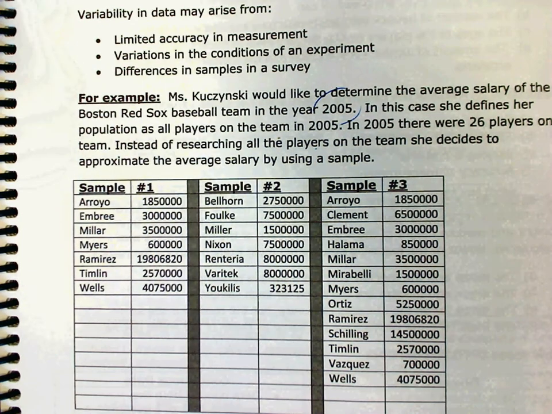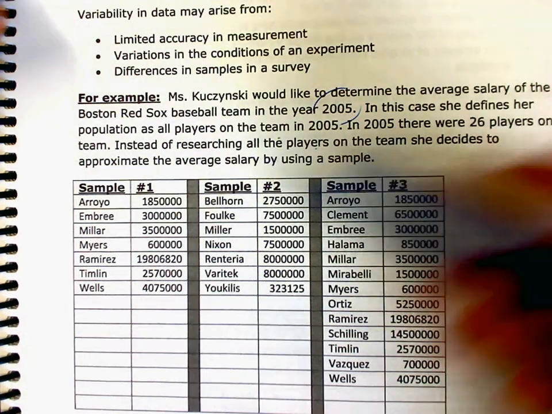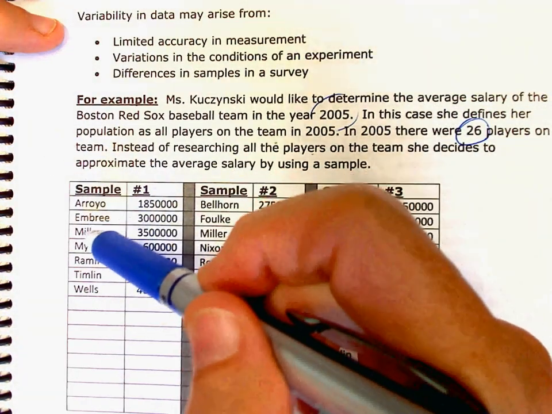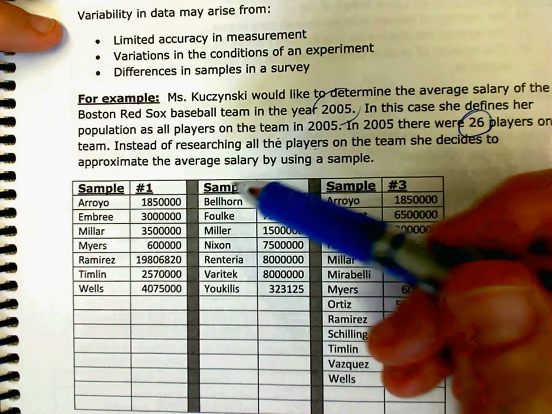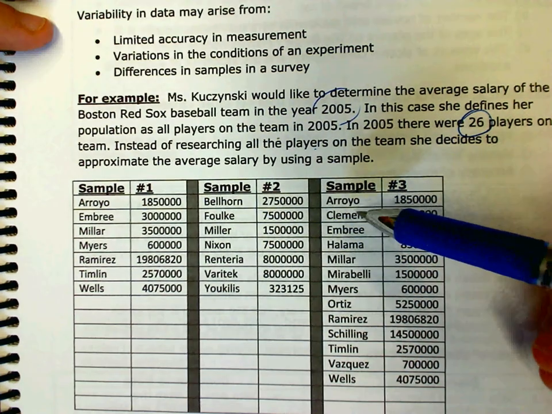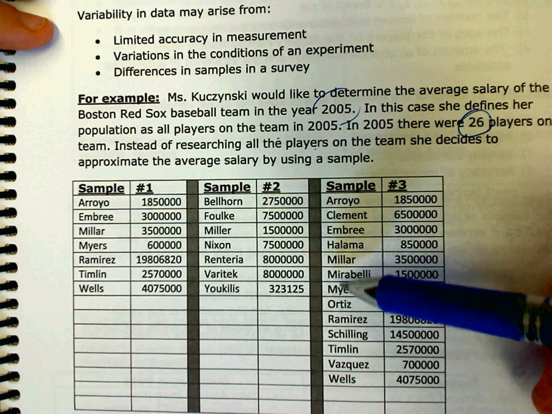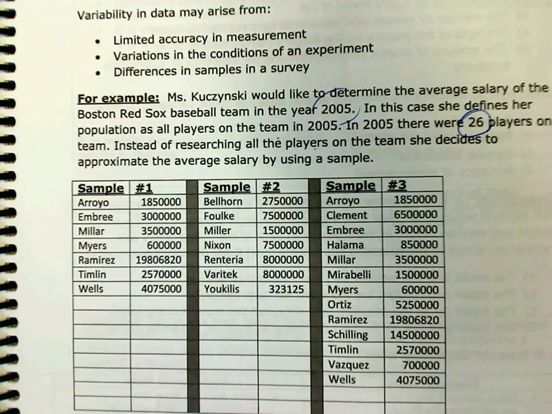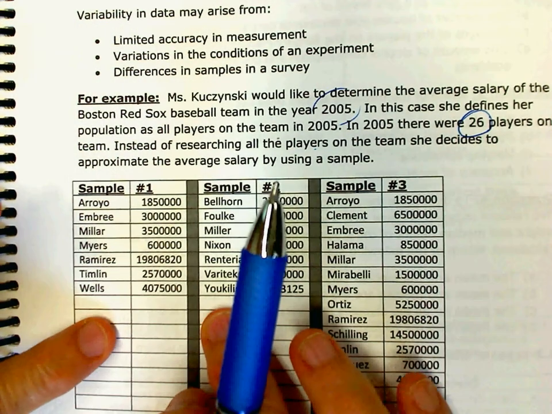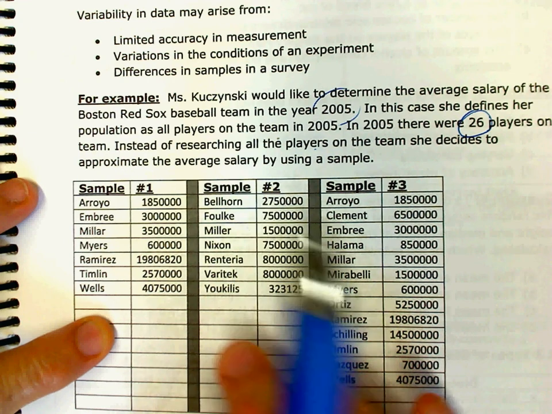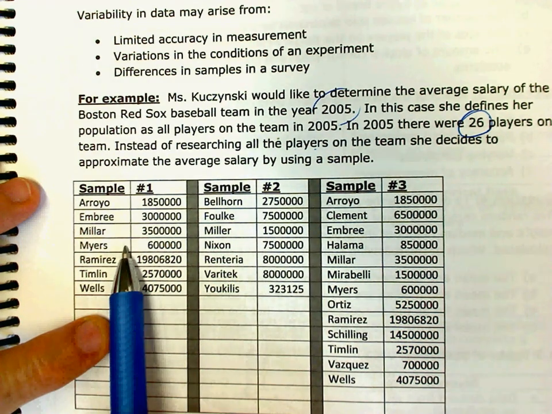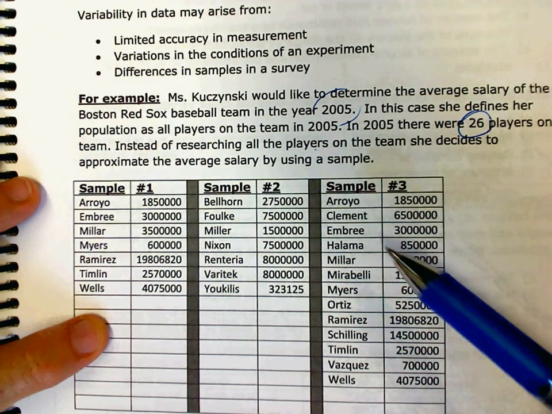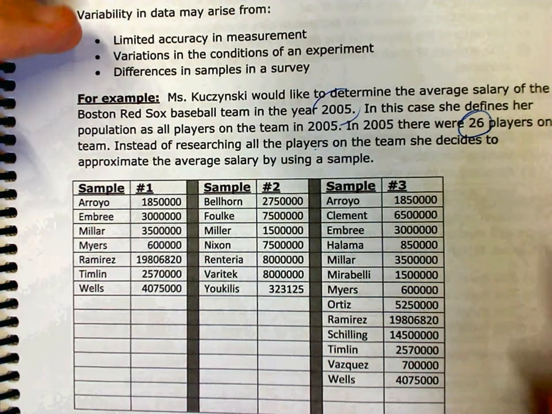So the population had 26 players. Notice sample 1 has 7 players. Sample 2 has 7. Sample 3 has 13 players. So they're different samples. Notice, even though they're the same number, they have different people, right? So the samples are different. This is referring to differences in the samples in a survey, okay? Here I picked a larger sample size. So I'm going to describe to you the sampling method that I used.